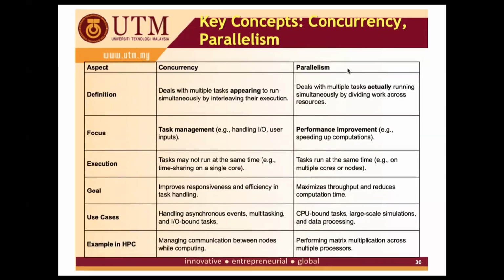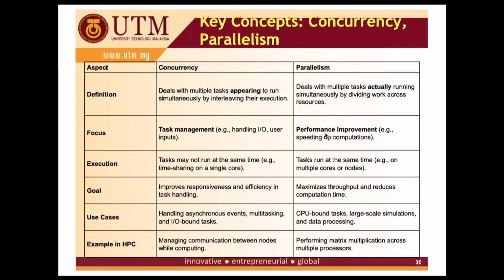An aspect of definition regarding concurrency and parallelism is another issue. So the definition of concurrency deals with multiple tasks appearing to run simultaneously by interleaving their execution. And the definition of parallelism deals with multiple tasks actually running simultaneously by dividing work across resources, so they can achieve that. And then for the aspect of focus, concurrency focuses on task management, for example, handling I/O, user input, and so on.